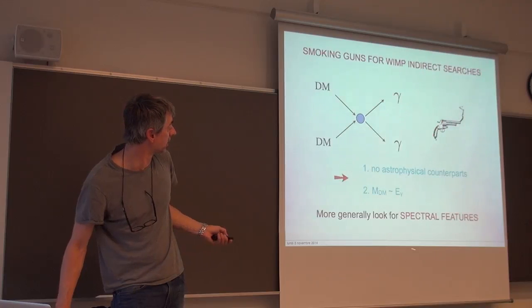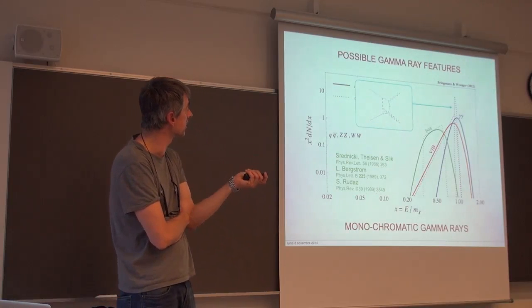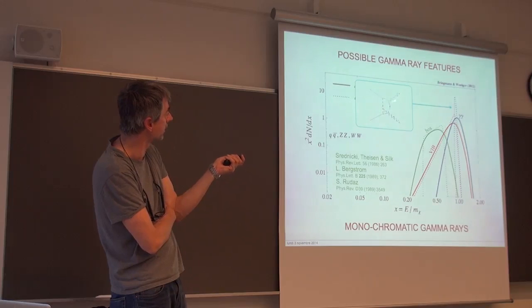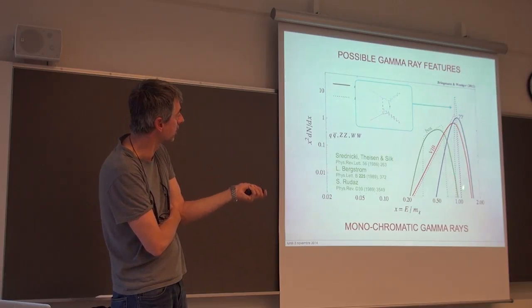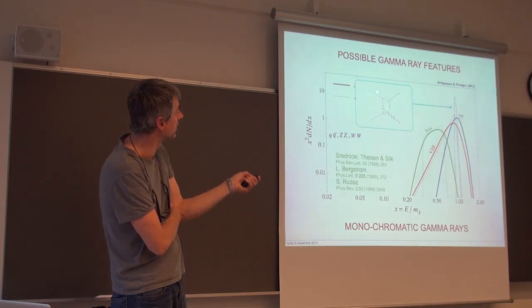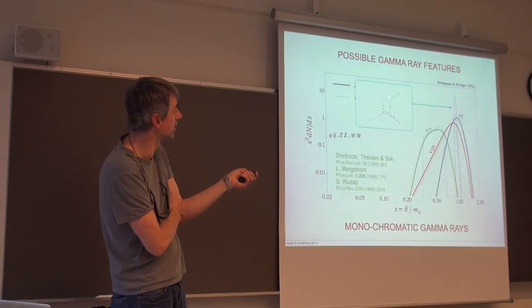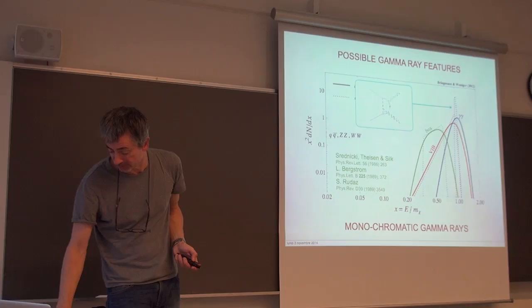So these two features make this kind of signature particularly appealing. More generally, we look for so-called spectral features. So what is a spectral feature? The first instance is, as I said, the annihilation of dark matter into, say, two photons, which gives something which is very peaked around the mass of the dark matter. On this axis, I'm reporting the energy of the gamma ray normalized to the mass of the dark matter, so you have something that peaks around 1. Dark matter is supposedly neutral, so any annihilation like that is supposed to take place through a loop effect. So that's one possible signature.